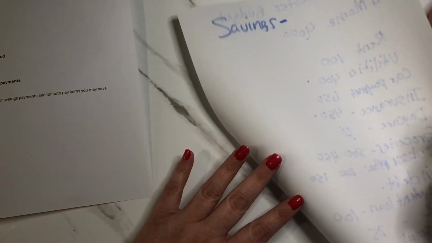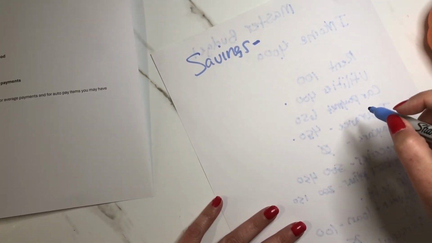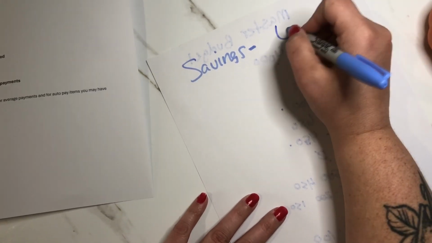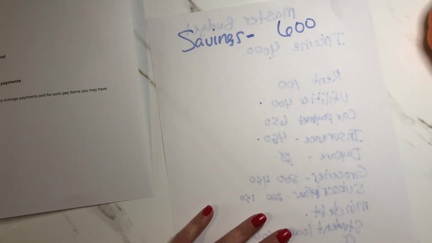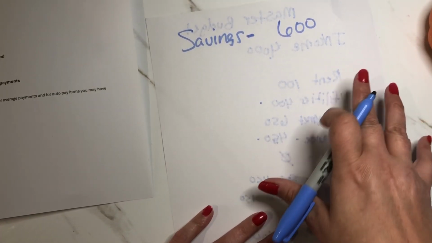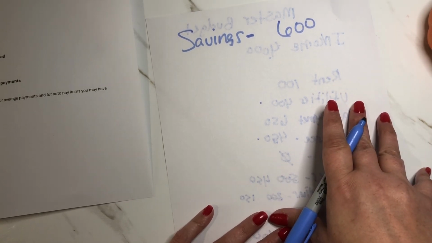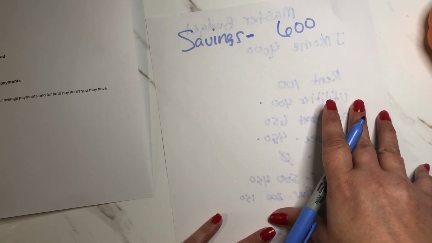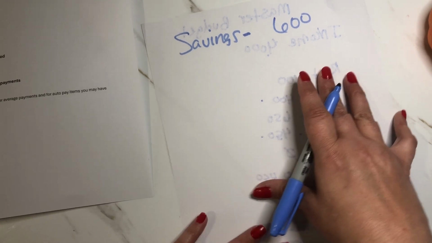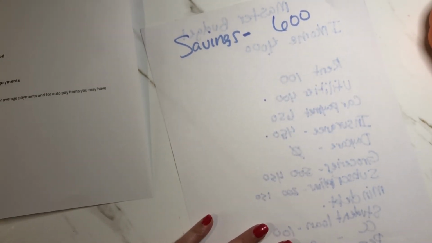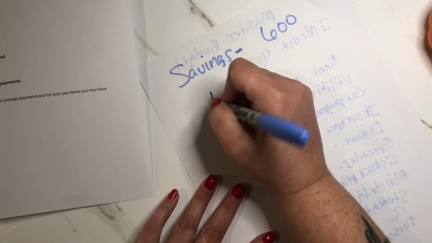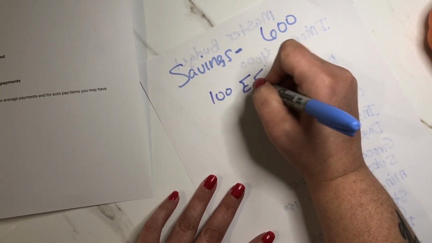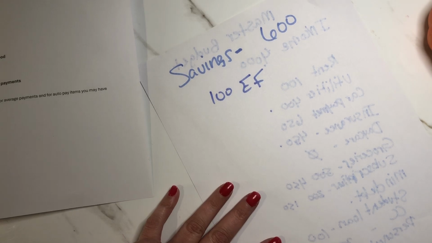With anything that you have left over, let's say you have $600 left after you cover these basic expenses, this is where you can start dividing up savings. So that's your master budget. That'll tell you if you have any room to play with, and if not, then you know that you need to make room. Now, say you have $600 left over to play with. Savings can go to things like a $100 emergency fund.